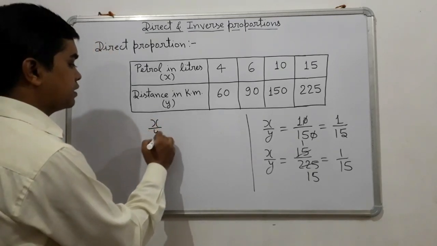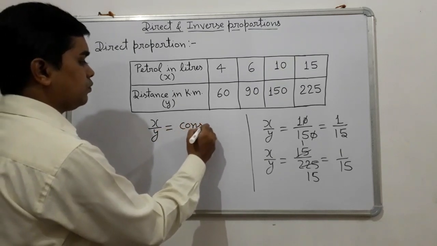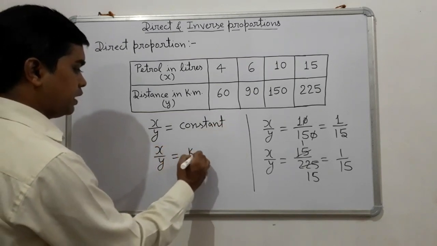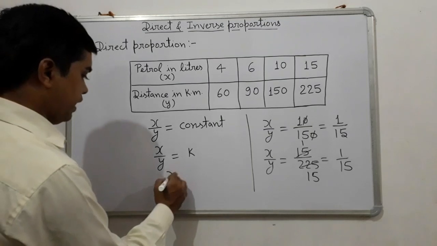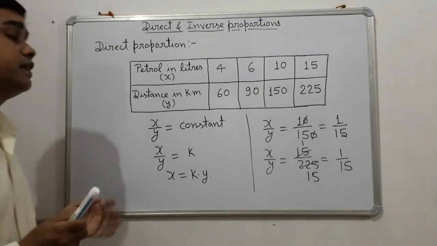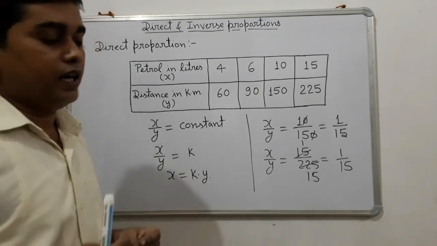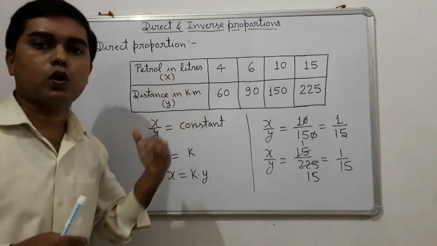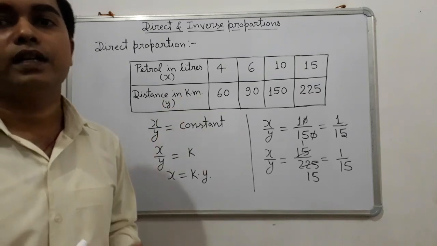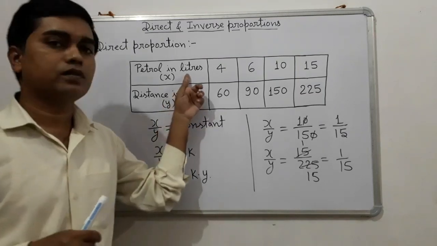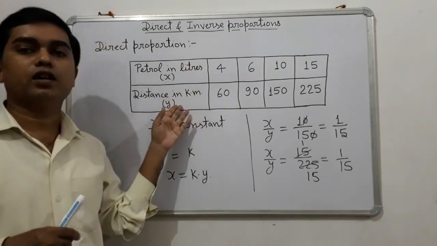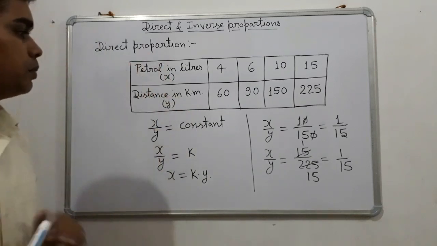So the value of x upon y is equal to a constant, or we can write it as x upon y is equal to k. Take k as constant. So x is equal to k into y. Okay. So what is direct proportion? Direct proportion means if the value of the first quantity increases, then the second quantity will also increase, or if one quantity decreases, then the second will also decrease. So this is direct proportion.